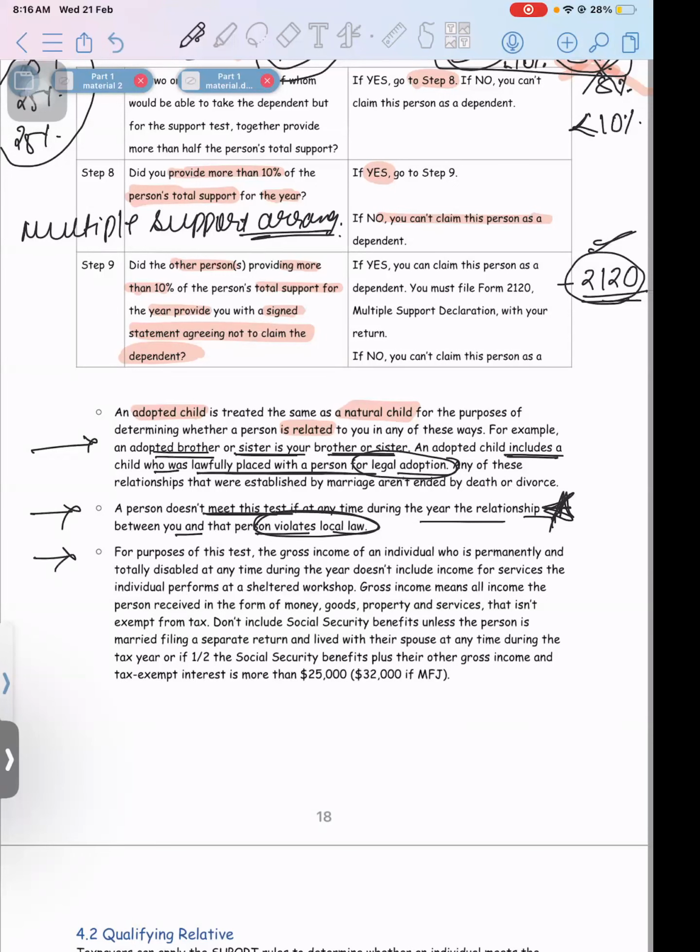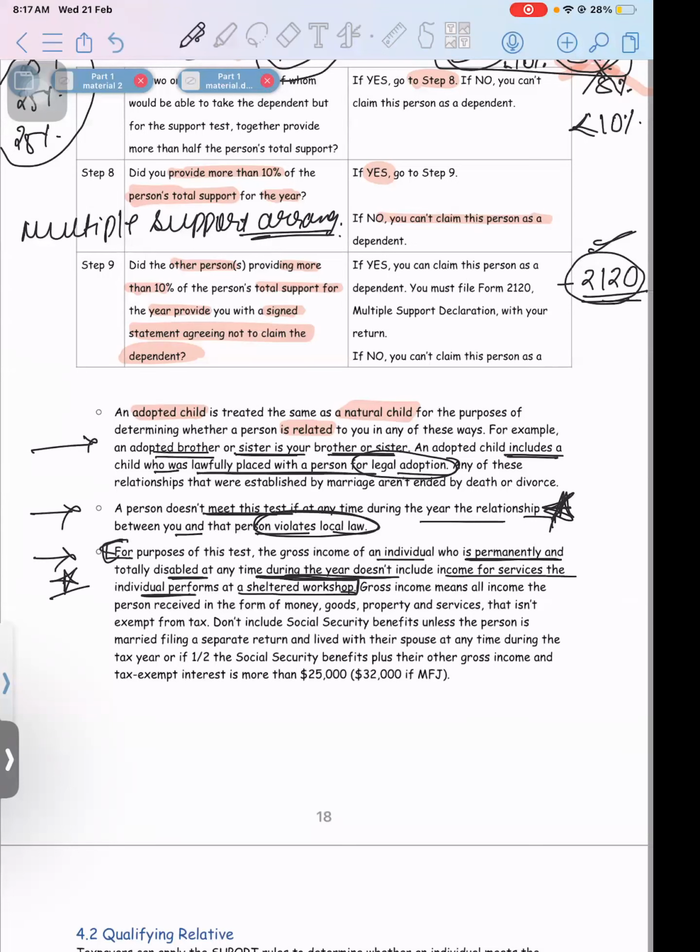For the purpose of this test, the gross income of an individual, yes, now here the definition of individual is given. The gross income of an individual who is permanently and totally disabled at any time during the year doesn't include income from services the individual performs at a sheltered workshop.